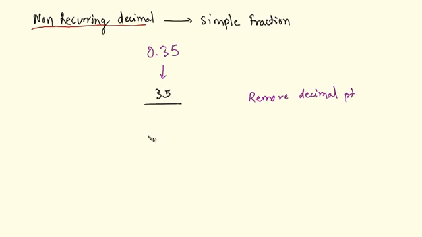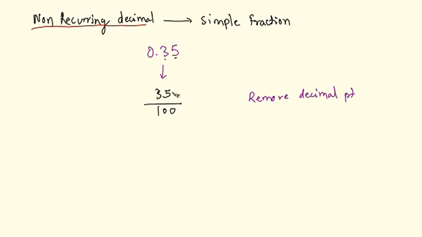Then divide it by a power of 10. Now what power of 10? To find out that, we'll count the numbers after the decimal point. So here there are two numbers after the decimal point. So it will be the second power of 10, that is 10 raised to 2, that is 100. It's as simple as this.